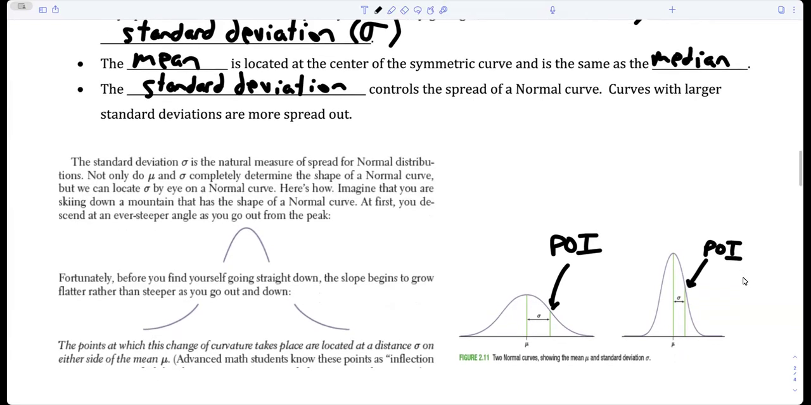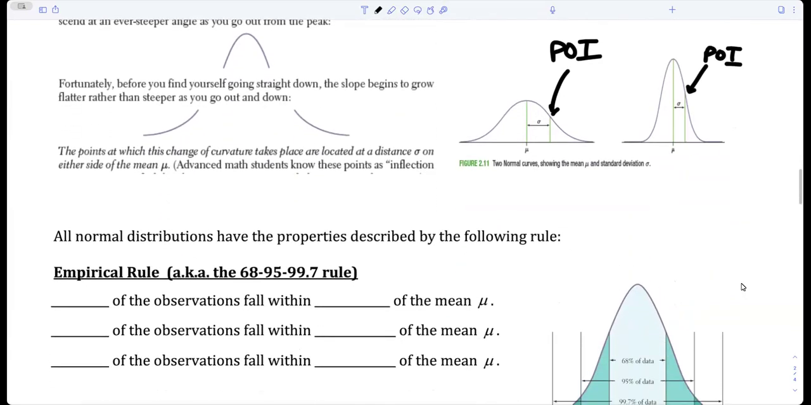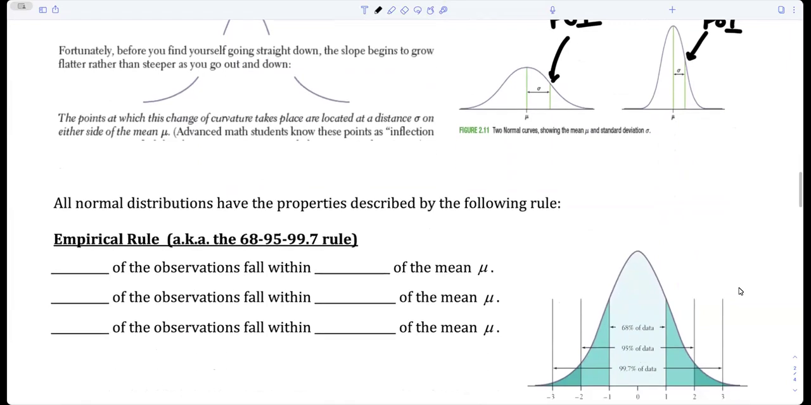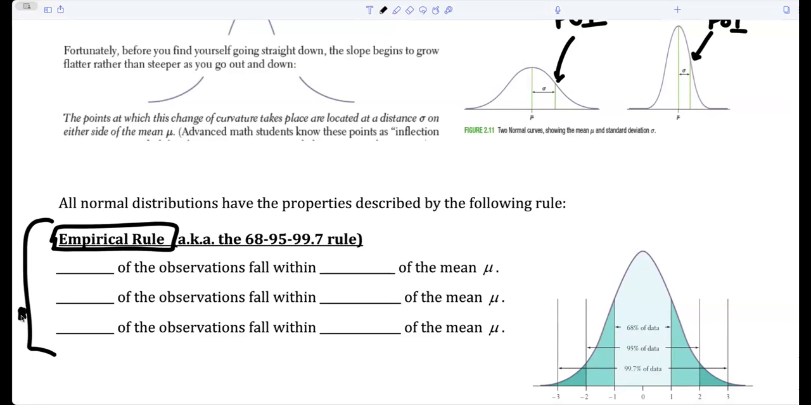So this, however, you do need to know. All normal distributions have the properties described by the following rule. And this is called the empirical rule. And sorry about that. You do need to know this.